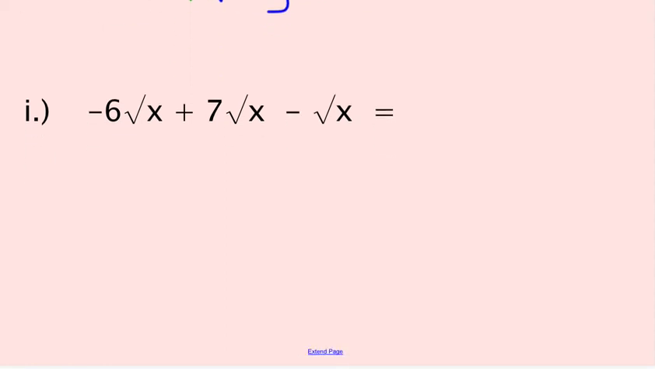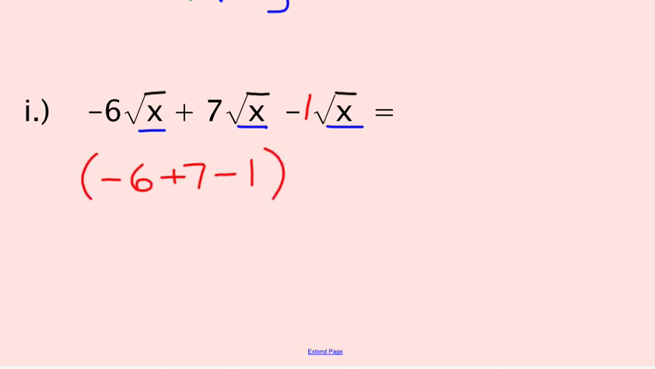Go down to the second example. We have a square root of x, square root of x, square root of x. They're all alike. So what I'm going to do is go ahead and throw a 1 in front of that. Now, if they get to be too many, just go ahead and say negative 6 plus 7 minus 1. Those are your coefficients. And then the radical comes along for the ride. Now, negative 6 plus 7 is 1. And 1 minus 1 is 0 square roots of x. 0 square roots of x is 0.